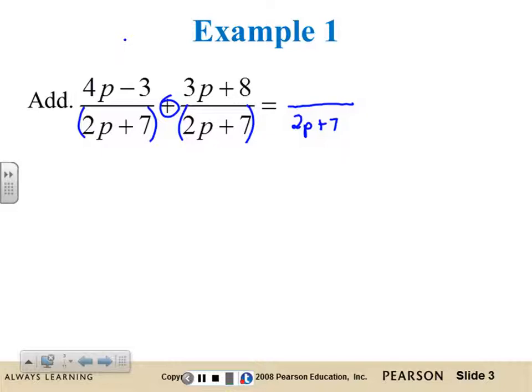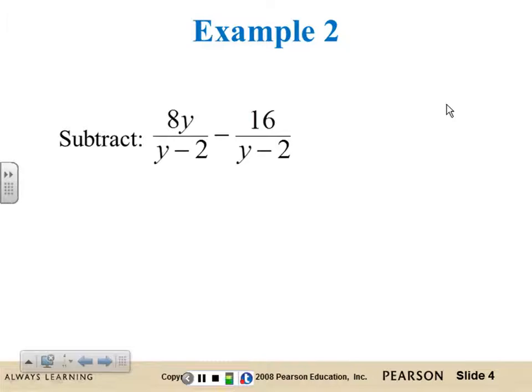So 4p plus 3p is going to be 7p. And then negative 3 plus a positive 8 is going to be a positive 5. Your answer is going to be 7p plus 5 over that common denominator of 2p plus 7. Now again, remember we talked about this earlier. You cannot reduce the 7 and the 7. You cannot reduce the p and the p because those are groups. The only way to reduce a group is if you have another group just like it.